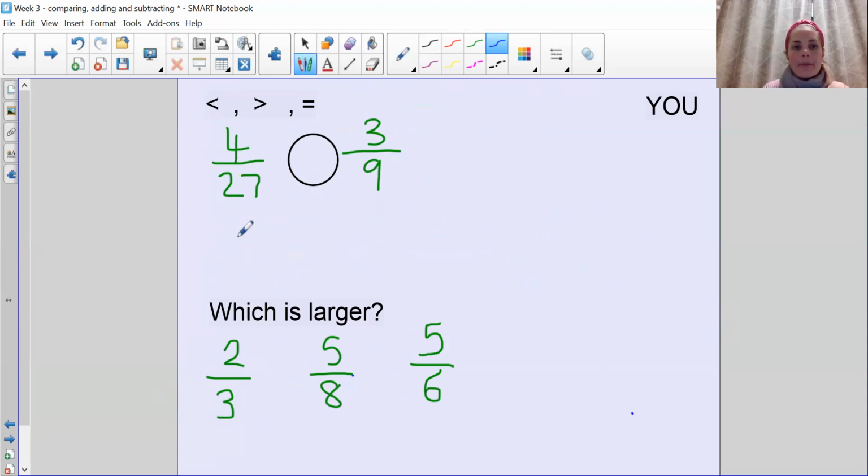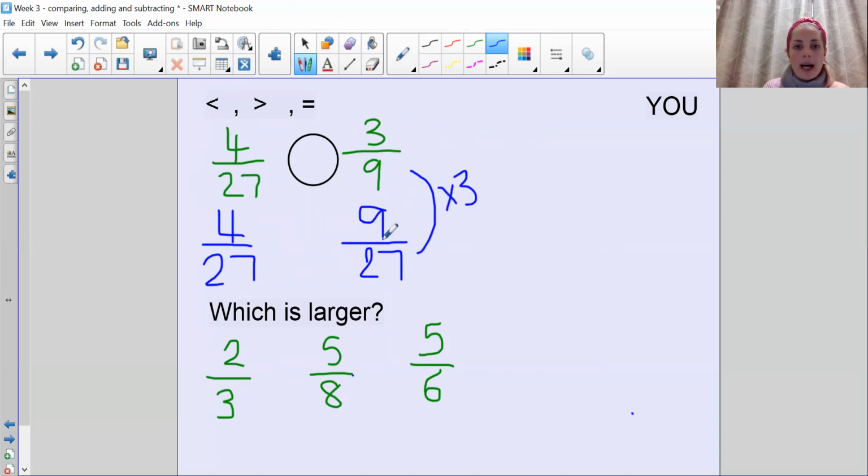Super, let's try. Right, the bottom numbers are different, and so we're going to have to change them. So first of all, look at our bigger number and we say, can 9 go into 27? Yes, it can. So my bottom number is going to be 27. I then say, what do I do to 27 to get 27? Nothing. So I'm going to leave my 4. What do I do to 9 to get 27? I times it by 3. So whatever I do to the one number, I need to do to the other number. So it's going to be 9.